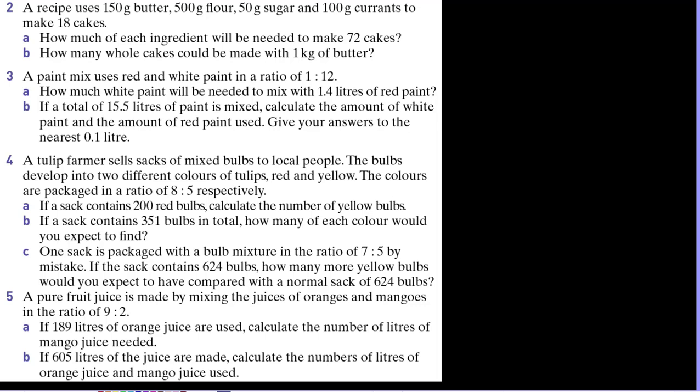Now I'm going to continue with the exercise about the direct proportion. Firstly, here there is an example. Let's say a recipe uses 150 gram butter, 500 gram flour, 50 gram sugar and 100 gram currants to make 18 cakes. And how much ingredient will be needed to make 72 cakes? In the class I solved this question, and I'm going to solve with the same method again.